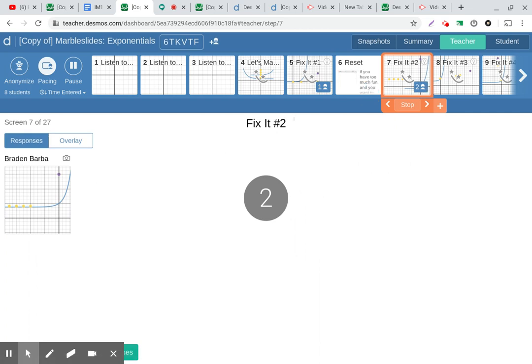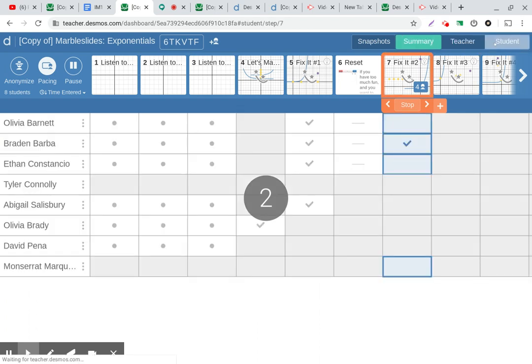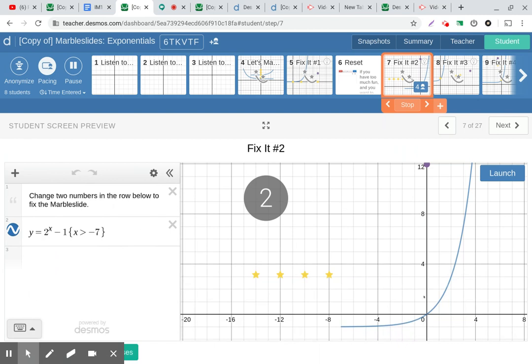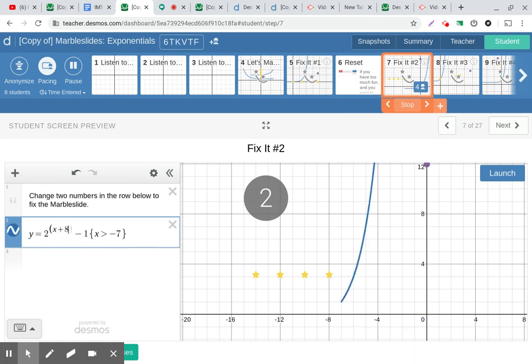All right, so let's go to 7. We need to move this function to the left and up. Do you guys agree with that? To the left and up. So to the left, remember that it's going to be plus, and it's going to be in the exponent, so you have to put it in parentheses. So this is 8. I don't know, I'm going to put plus 8 and see.